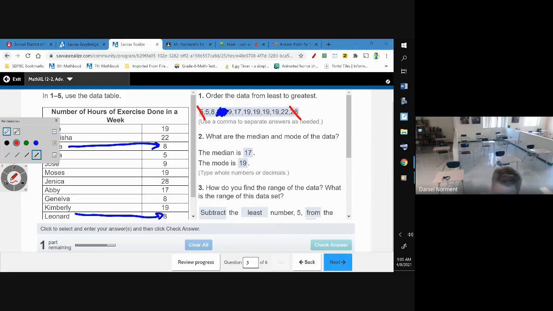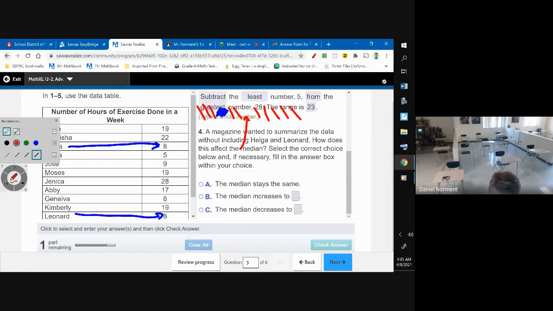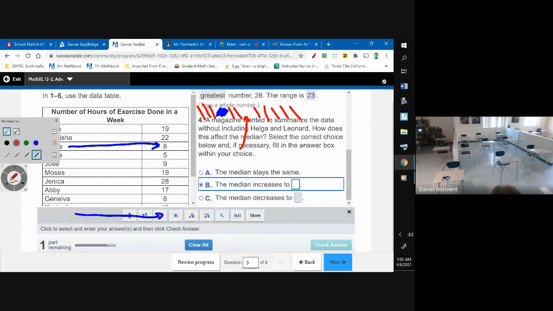Goodbye, goodbye. Oh, look, it's no longer 17. Now the median is 19. So let me scroll back down. The median increases to 19. That's how you would do that one, okay?